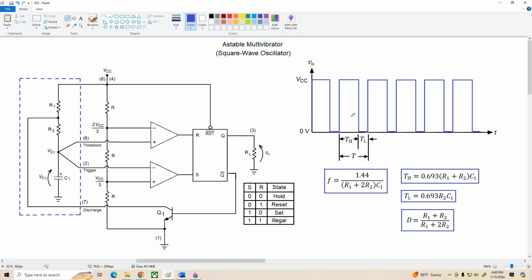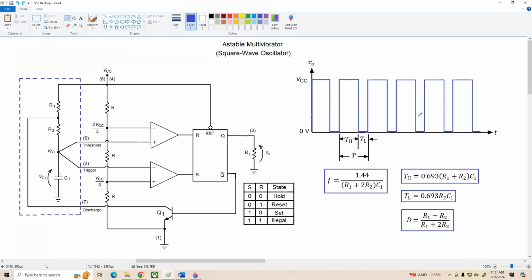F is the frequency or pulse repetition rate. T sub H is the time the waveform is high. T sub L is the time that the output is low. And D is the duty cycle of the waveform. That's the ratio of T sub H to the period T. And that tells us the average DC value of this waveform.